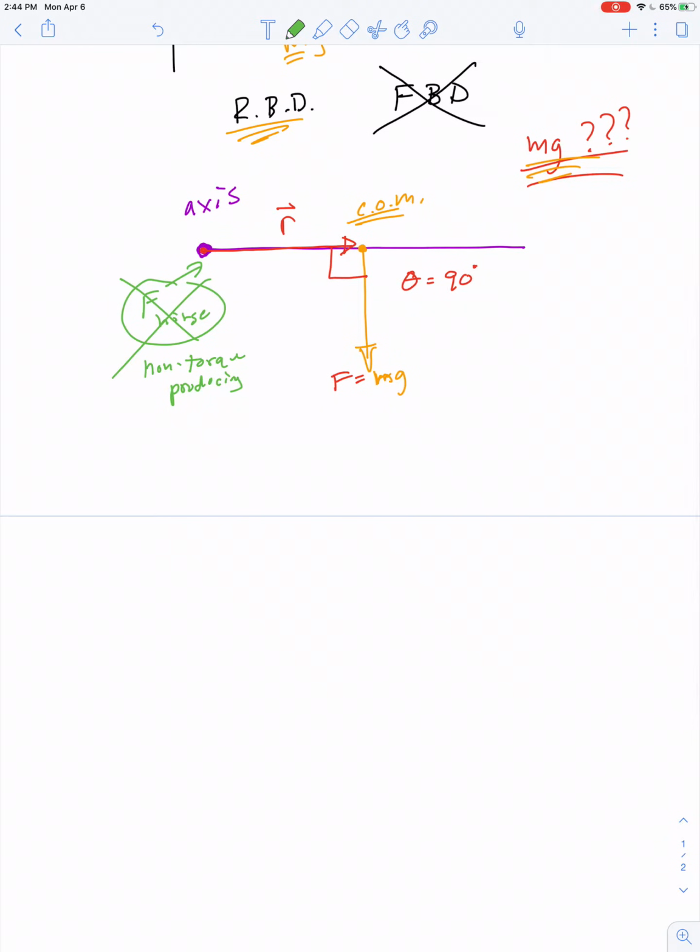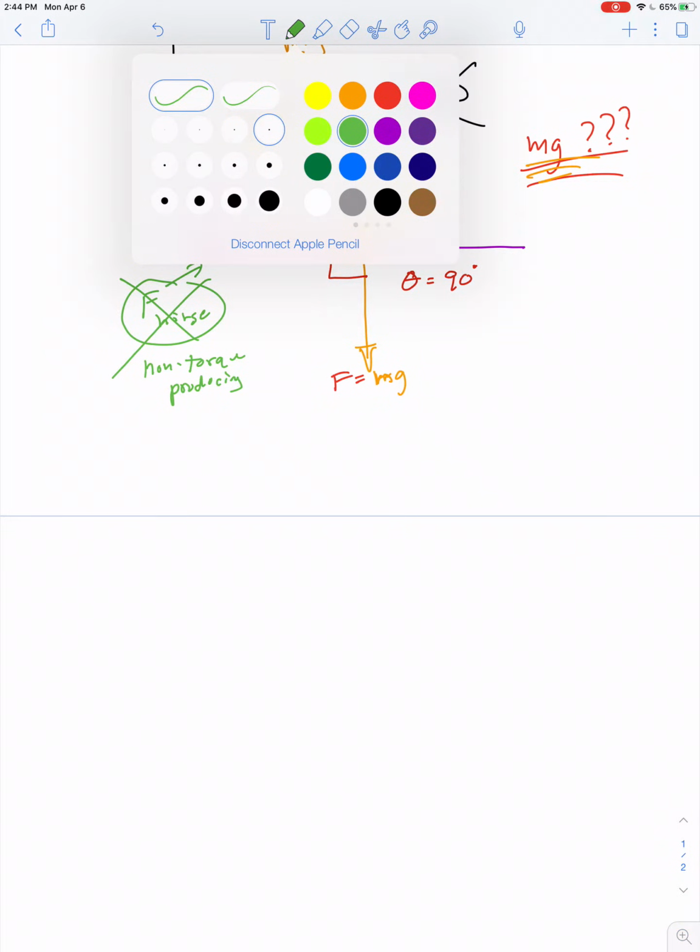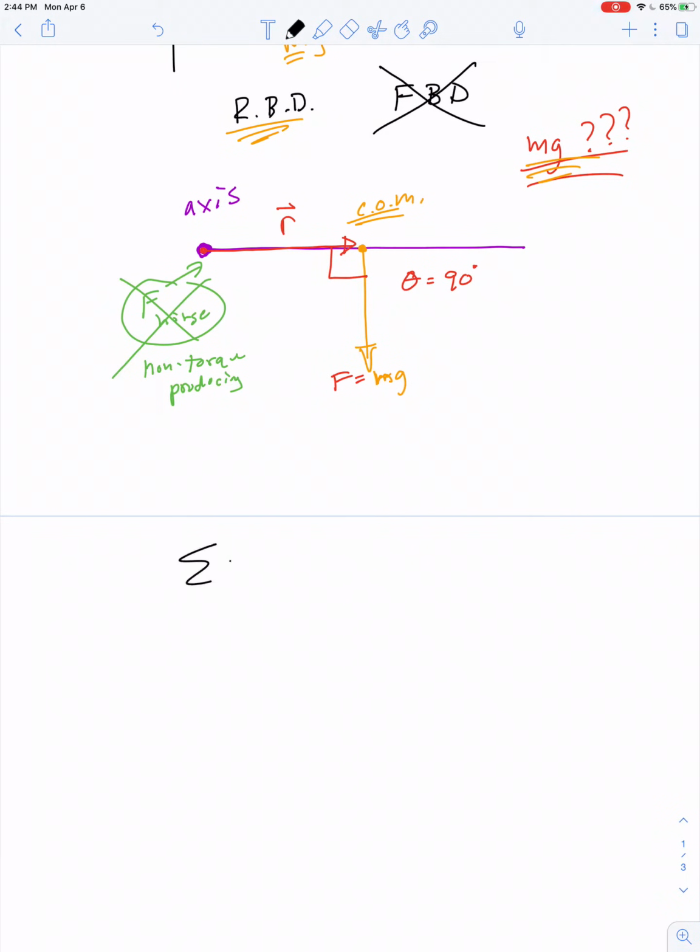So there's really only one torque producing force, and it's due to the force of gravity. So our net torque is equal to the force of gravity in magnitude multiplied by the lever arm that we've identified multiplied by the sine of 90 degrees. Or in other words, our torque is equal to mg.